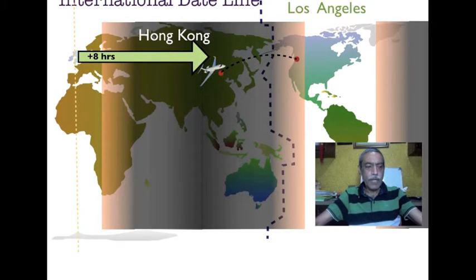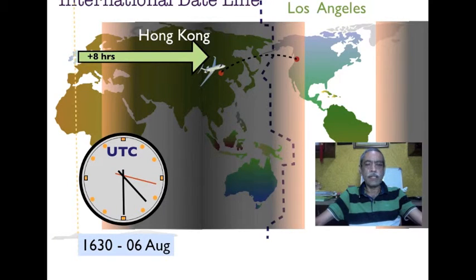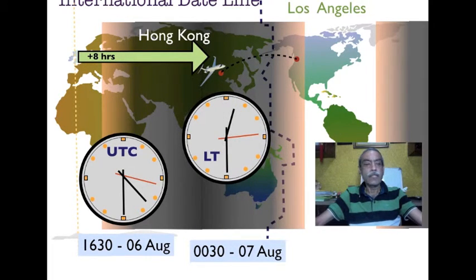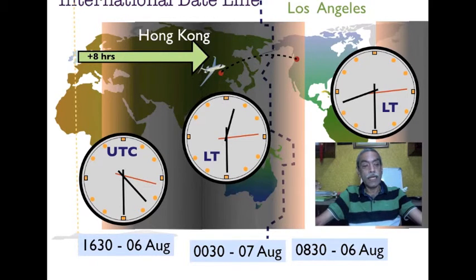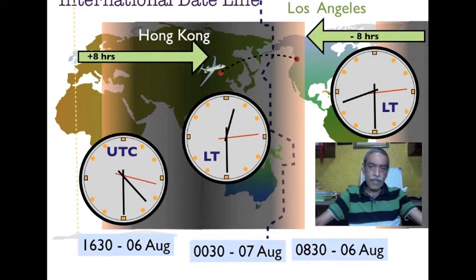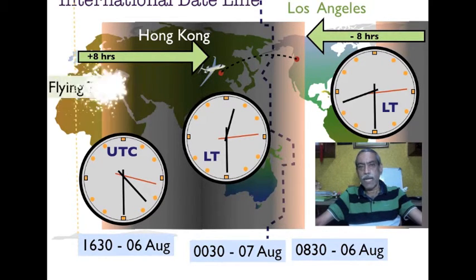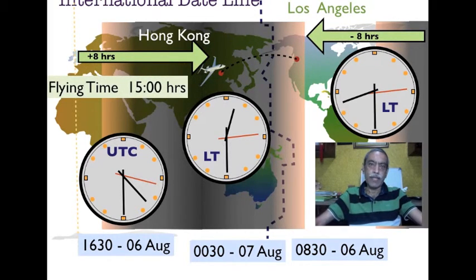Anyway, let's proceed. Let's assume the universal UTC is 1630 on 6th August. At this particular time, 1630 on 6th August, the local time at Hong Kong, which is 8 hours ahead, is 0030 on 7th August, and at Los Angeles the local time would be 0830 on 6th August. Why? Because it is going to be 8 hours behind the UTC. And let's assume a flying time of 15 hours. Of course, this map and chart is not to scale, but the timings are a bit realistic. Let's go further.